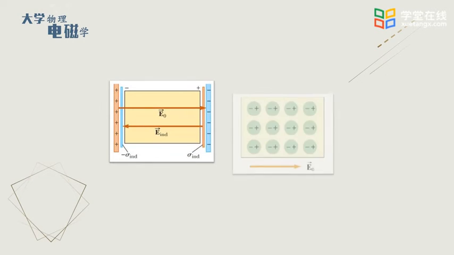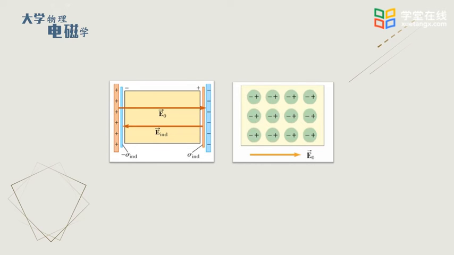This figure shows a net effect of the electric field on the non-polar molecules is the same as that on the polar molecules. That is, the charges with equal magnitude and opposite sign would be induced at the two surfaces of the dielectric due to the polarization.